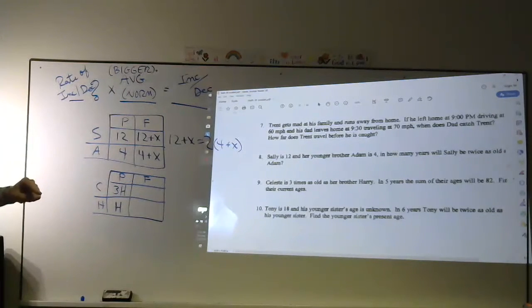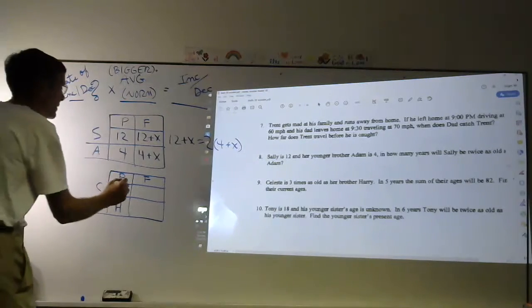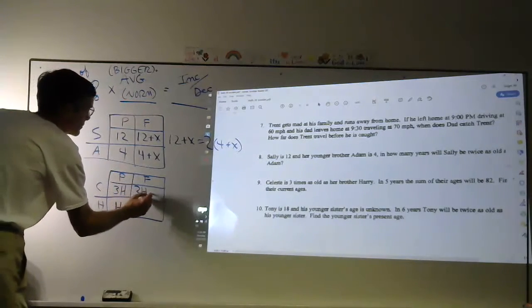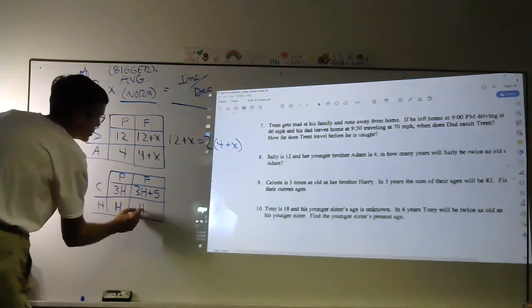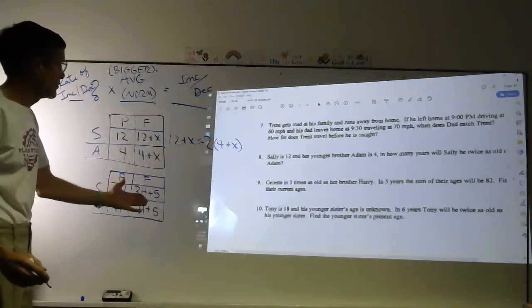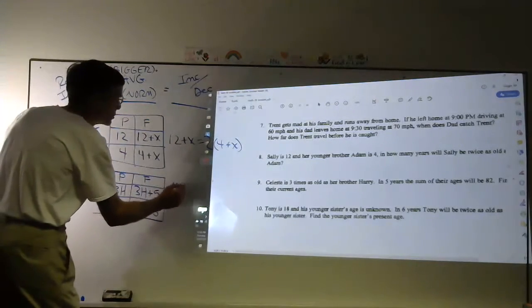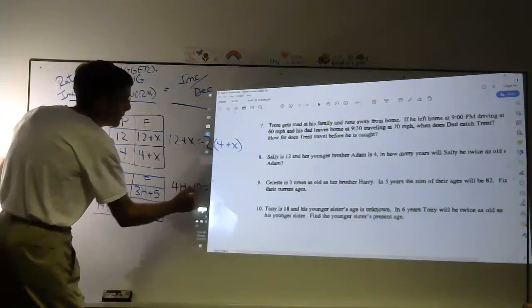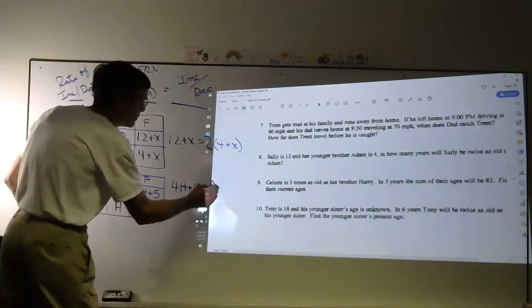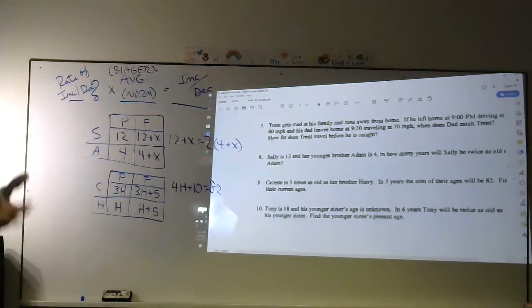In 5 years. We know how many years to add on. We're going to add 5. 3H plus 5, H plus 5. In 5 years, the sum. Sum means to add. You add these up. 4H plus 10 will equal 82. You see what I mean about being easy to solve? These are incredibly easy to solve but they're tricky to set up.